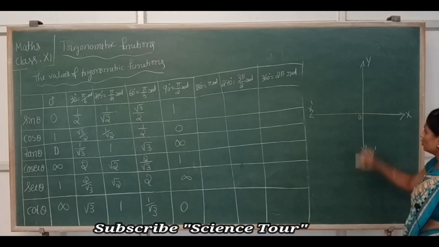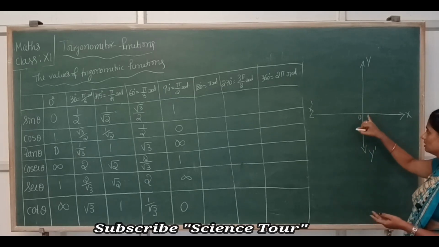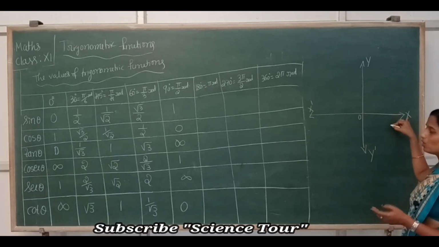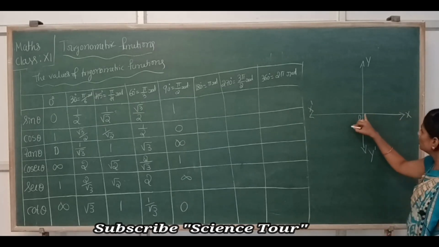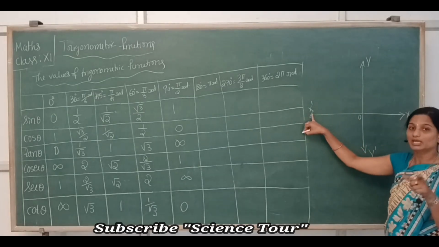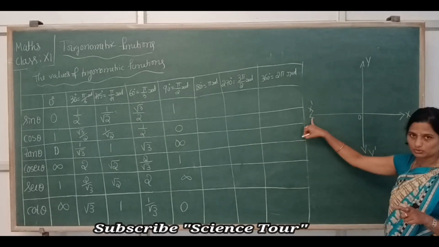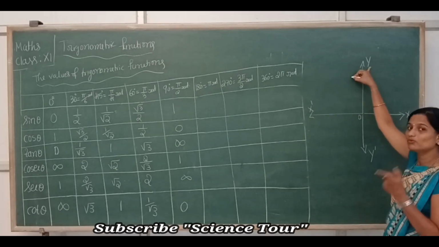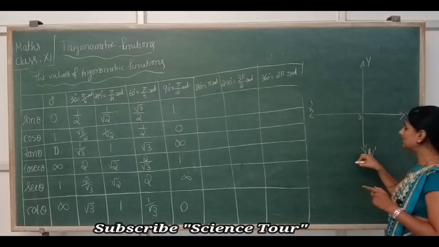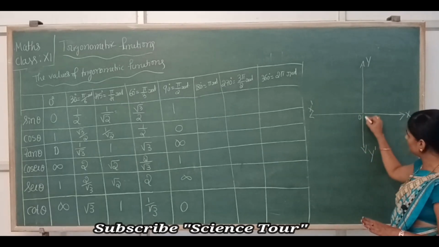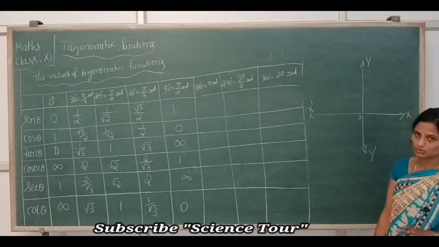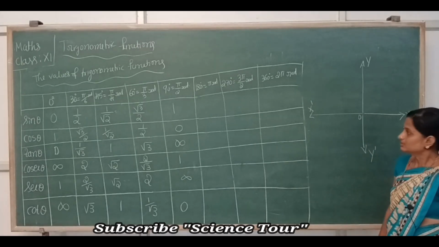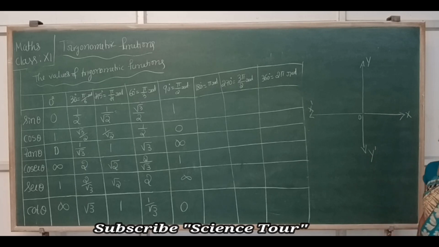This is O, that means the center, the origin. So OX is the positive x axis. OX dash is the negative x axis, that means negative values. OY is the positive y axis. OY dash is the negative y axis, that means here it takes negative values. You know this, right? So now in terms of angle we'll see. If I start here, this is your initial position.